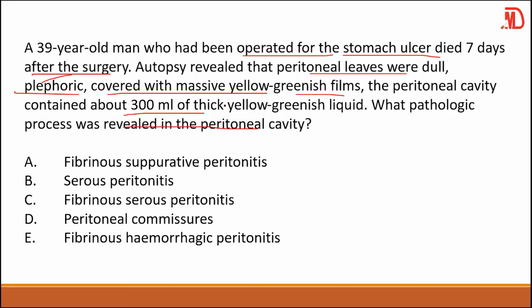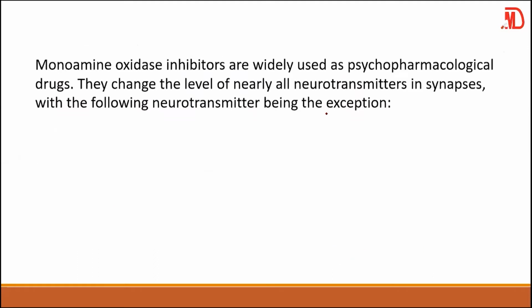The abdomen is inflamed or infected, or there is ongoing inflammation, so every part of the abdomen becomes painful when you touch it. That's what we're having in this patient. So we are definitely looking out for a suppurative type of peritonitis, and we're looking at A as our best option: fibrinous suppurative peritonitis. Now, serous means that the fluid is clear. But over here, the fluid is not clear. It is yellowish green, which is more or less like pus formation. So your answer is A.